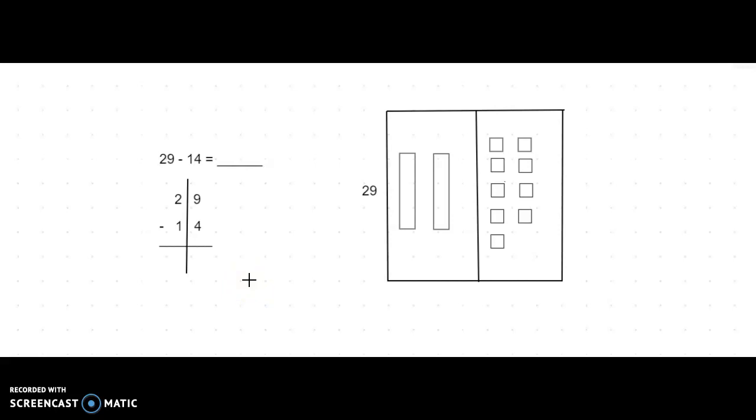I'm making another video for my lovely RPI mathematicians and any other first grade mathematicians who might be watching. In this video, I am going to be talking about two-digit subtraction without regrouping.